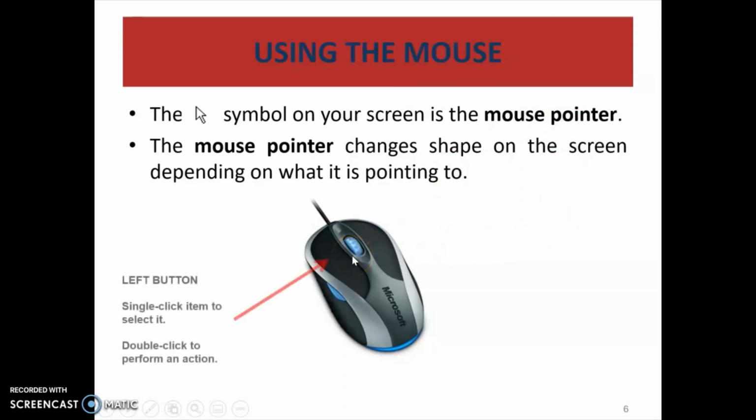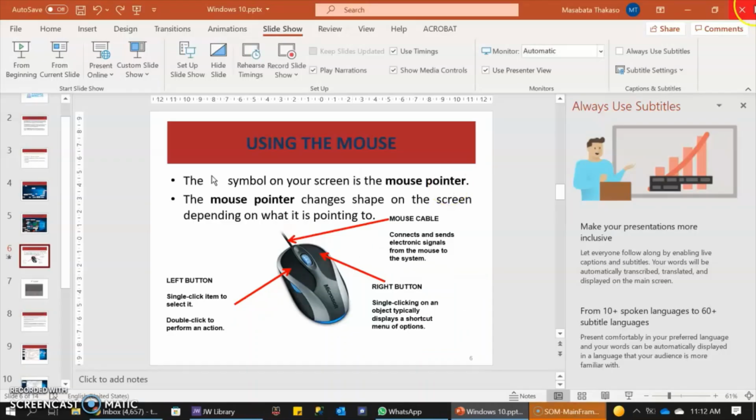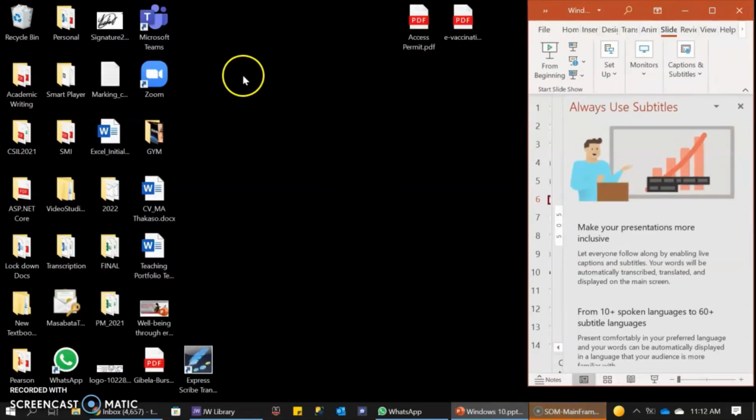Your mouse has two buttons. We have what we call a left button. A single click is to select an item. It doesn't do anything else. But if you double click on a mouse, then it is to perform a function. Whereas a single click of the right button will display a shortcut menu of options. All right. So going back to the desktop now, what I'm going to do is open that 3D and then make it part of the taskbar there.